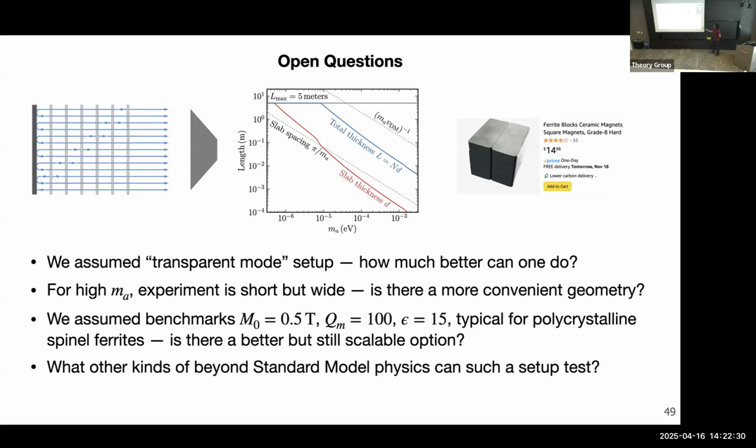But you can imagine there could be more convenient geometry, like maybe you could actually curve everything. It's not obvious to me how best to do it, because if you curved it, maybe it'd be harder to tune it and so on, but this is the kind of thing that needs more thinking.